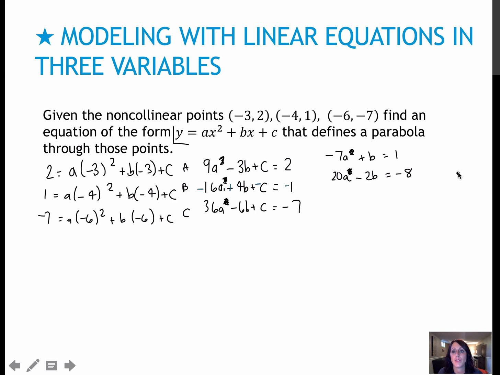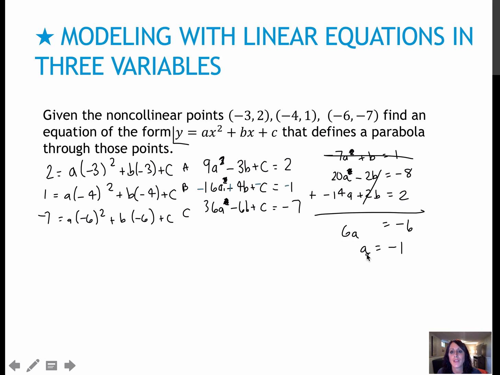From here, I have two equations. I'm going to choose to take that first equation times 2. So that's going to turn it into negative 14a plus 2b equals 2. So I've taken everything there times 2, so that now when I add these together, those b's will cancel. 20a and negative 14a gives me positive 6a. Negative 8 plus 2 gives me negative 6. Dividing, I get a is negative 1. So I'm a little bit of the way there.